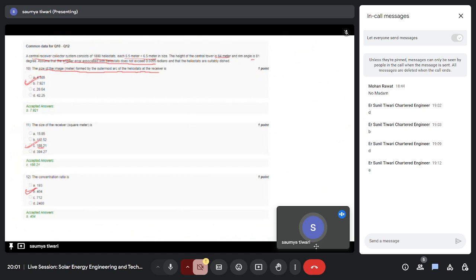So I hope that this session was helpful to you, because I have included all the questions on how they will be framed from solar tower, solar parabolic trough collector, and even simple numerical problems about system efficiency and concentration ratio for linear collectors. So any doubt in any of these questions?